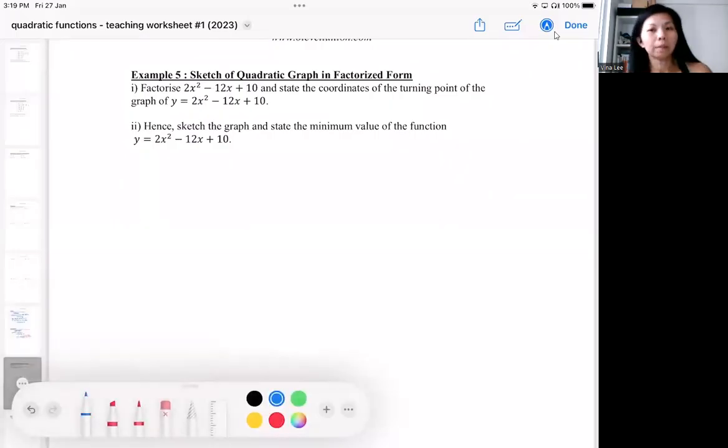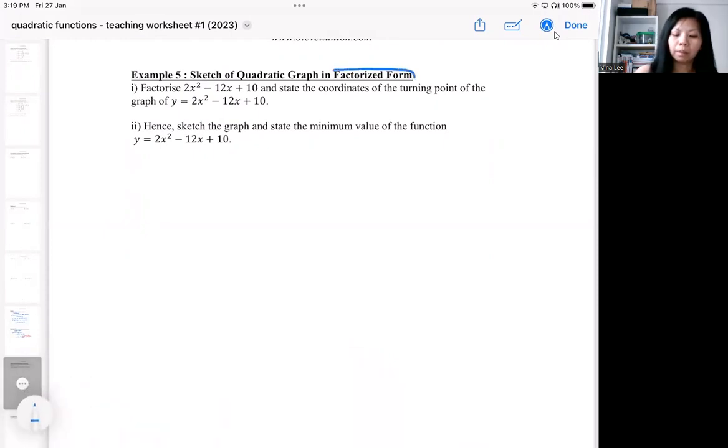Okay, so in example 5, we're going to explore the sketch of a quadratic function, a quadratic graph. There are two types of sketch that you will need to understand. The first type will be a factorized format. That means you can do your factorization into two brackets. Another type will be the complete square format. Across E-Math and A-Math, it will be the same format. So there are two types of sketch graph, the factorized format and the complete square format.